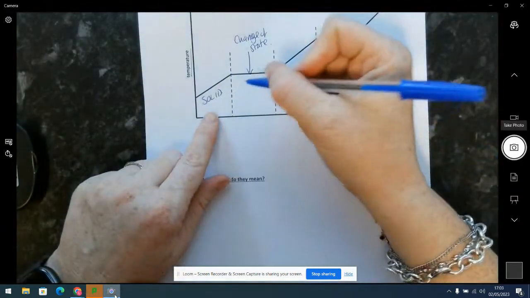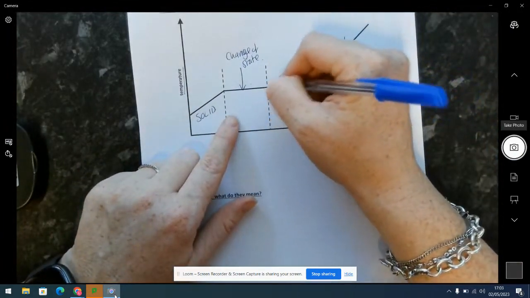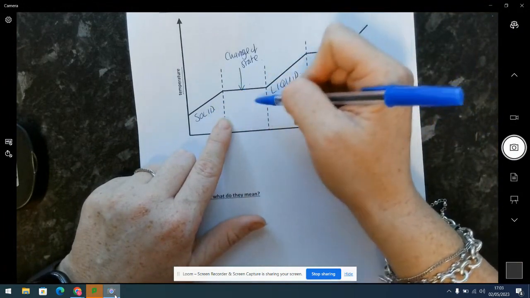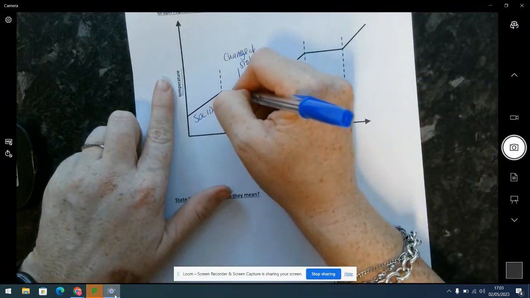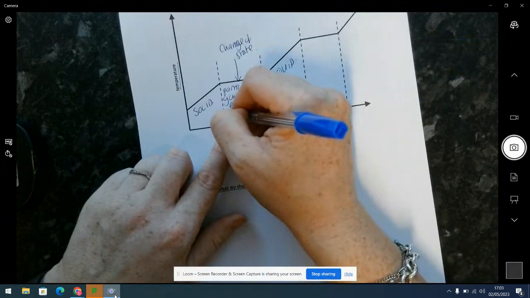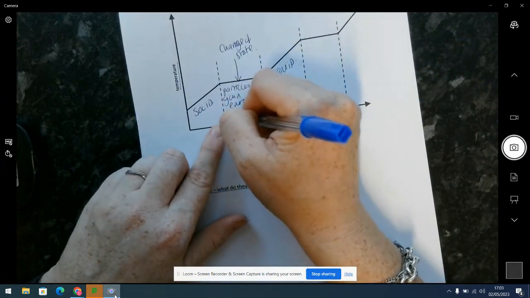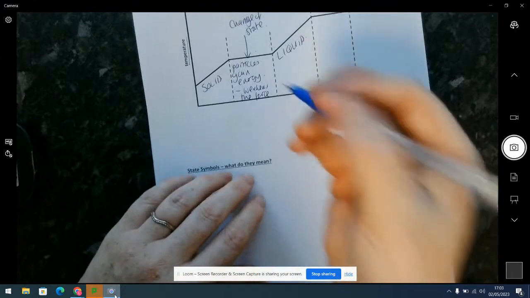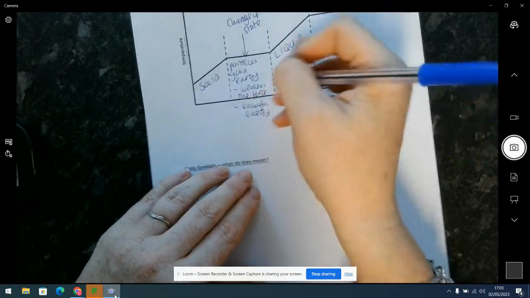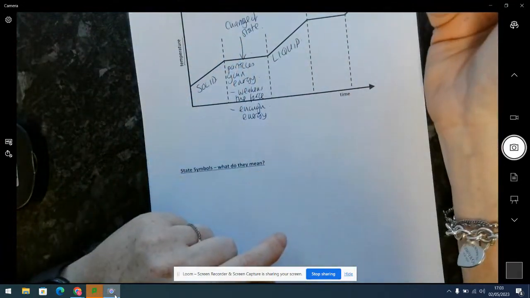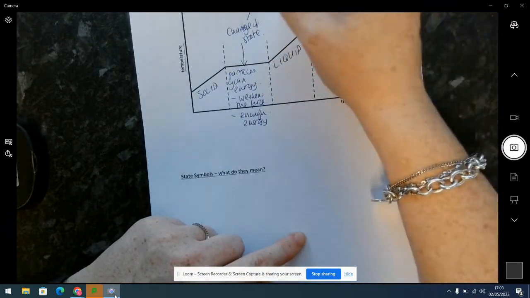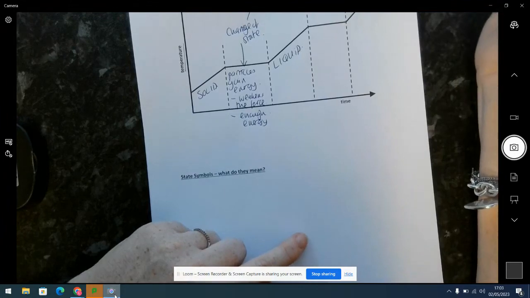So here is my solid, which is turning into a liquid. And in order to do that, those particles have to gain energy. So the particles gain energy, which obviously weakens the force of attraction between the particles. And once it has enough energy, it will break free and become a liquid, in other words. So what we're looking for is a flat line. Okay, so the flat line shows the change of state. So just be aware of that.